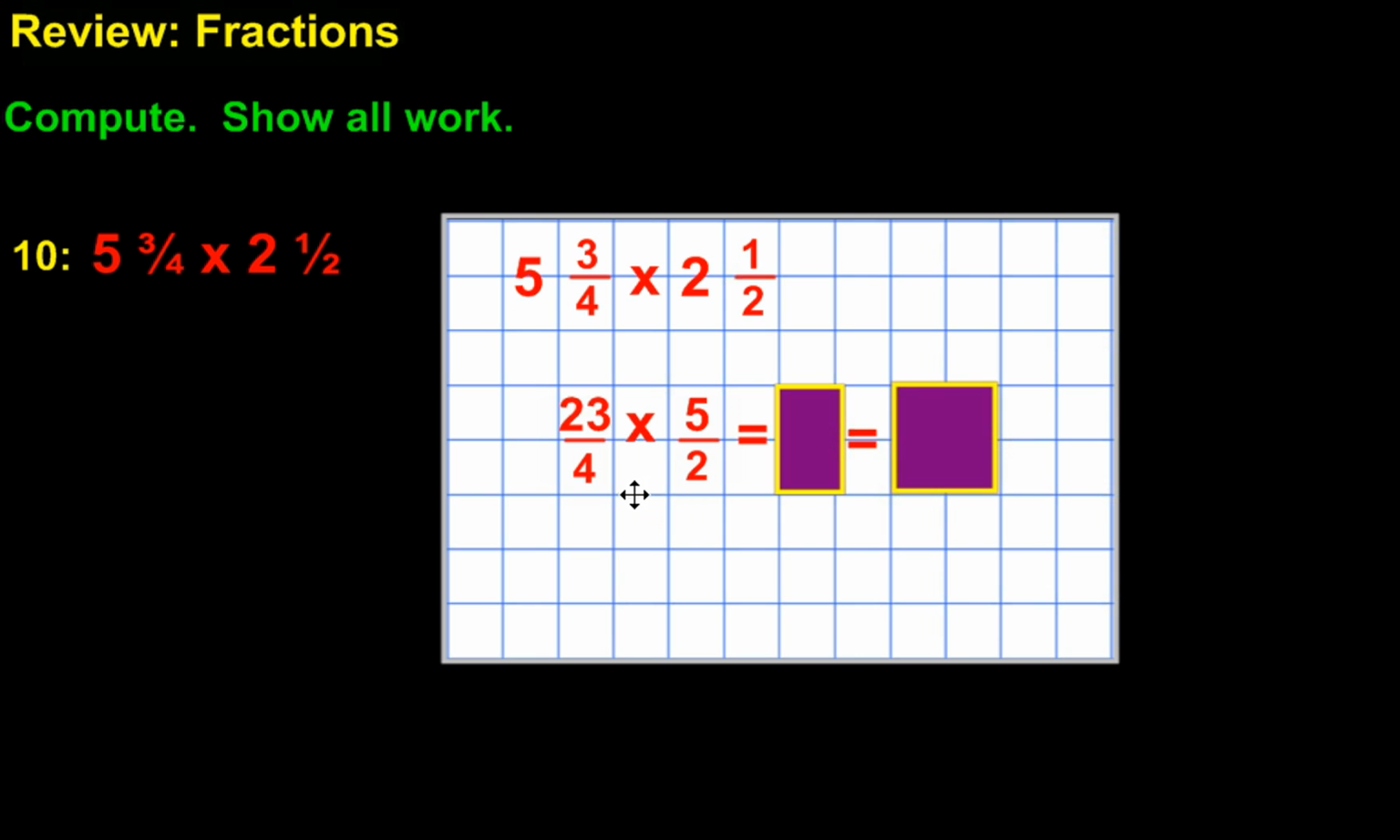Give a quick look to see if we can cross product, but we cannot in this case. So that means we're just going to multiply straight across. So 23 times 5 gives us 115. 4 times 2 gives us 8.